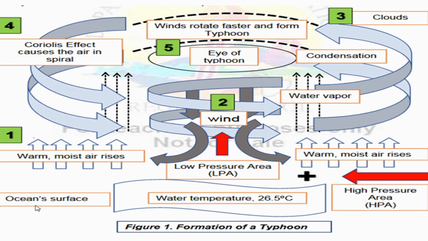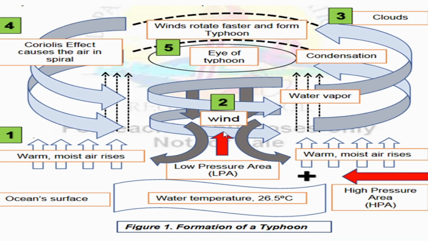Number one, we have the ocean surface. Kailangan po yung ocean surface natin. May water temperature siya na 26.5 degrees Celsius and up. Kailangan po mainit yung temperature ng ocean surface. So nangangahulugan meron po siyang tinatawag na high pressure area. Right? Yan po yung first ingredient.